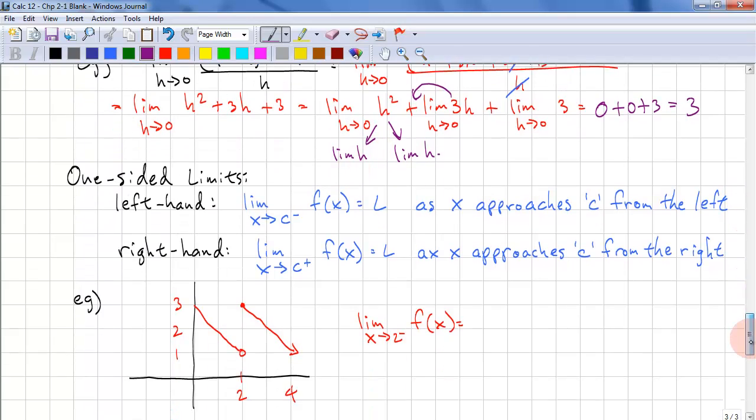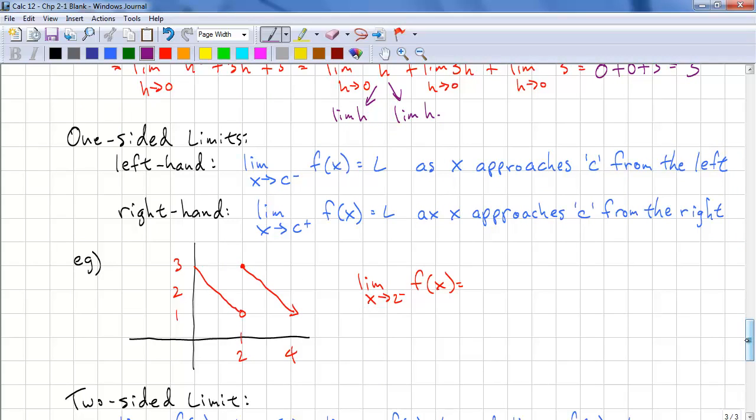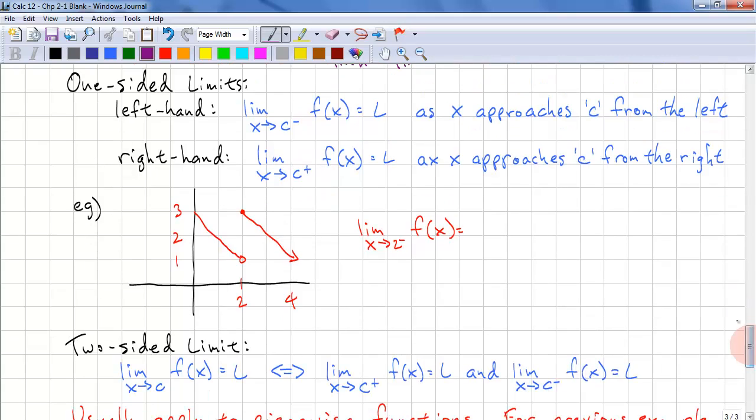Another way of doing limits, especially for piecewise functions, is to do a left-hand limit and a right-hand limit. We write x approaches c from the left. This is a minus sign, that's a superscript. And we have the limit as x approaches c from the right, and this is a plus sign, that's a superscript. So let's look at this. In addition to solving algebraically, we can solve this graphically.